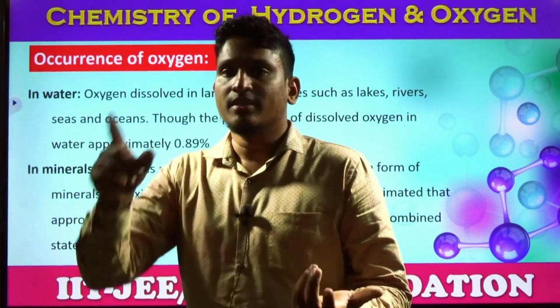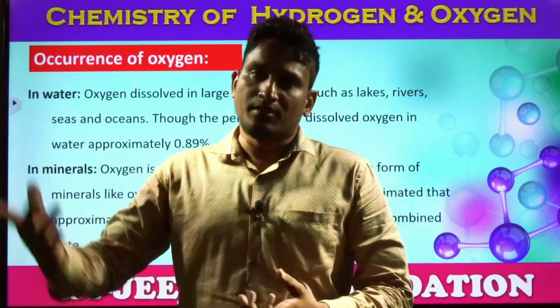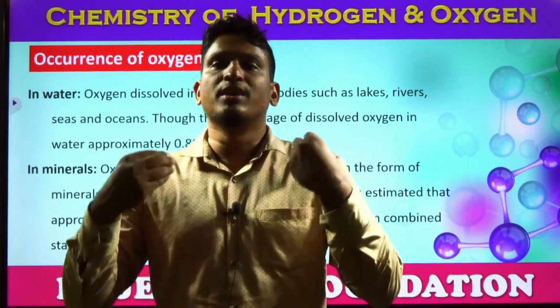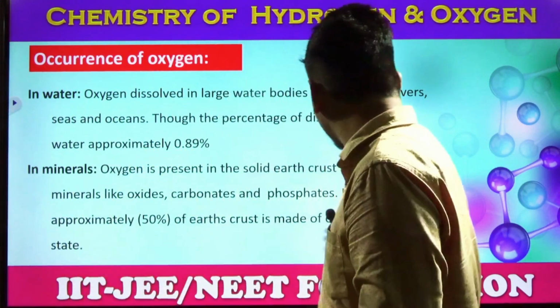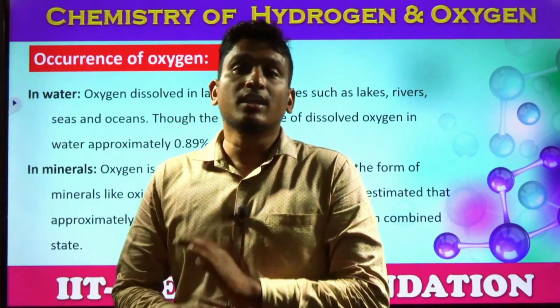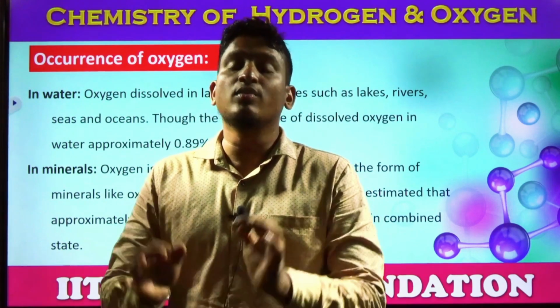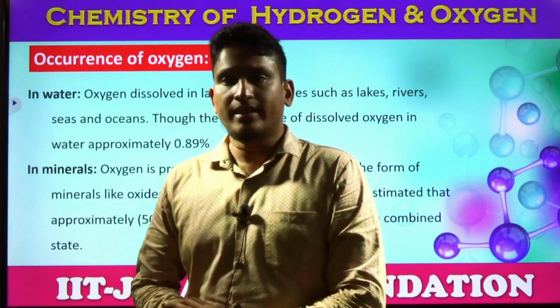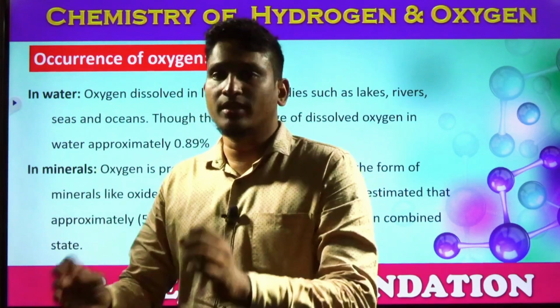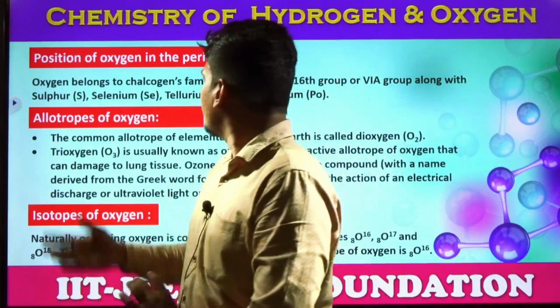What are carbonates? CO3 minus 2 is a carbonate. What is phosphate? PO4 minus 3 is phosphate. So the major portion, how much, students? Almost 50% of the oxygen is available in combined form, in the form of minerals. That makes oxygen one of the most abundant elements on planet Earth, including all this combined form in the minerals. Now, what is its position in the periodic table?